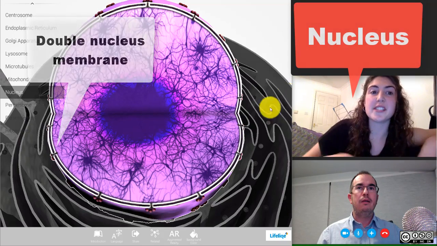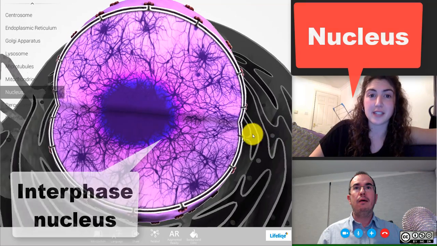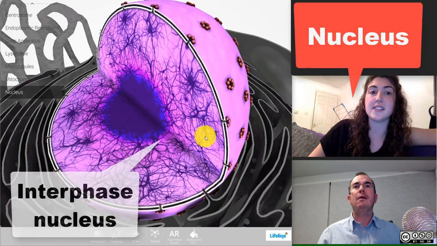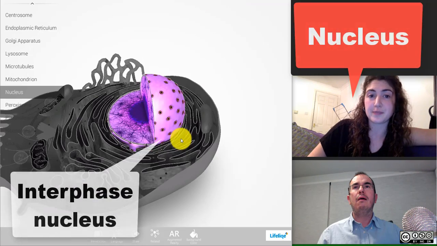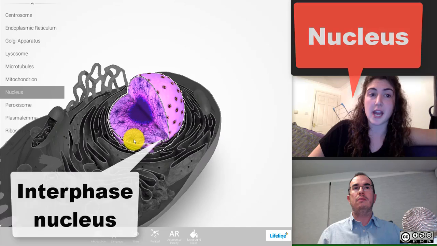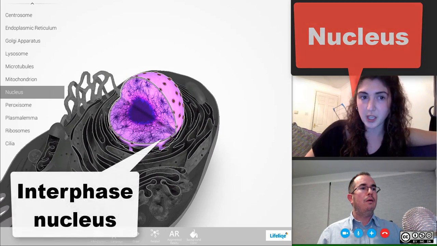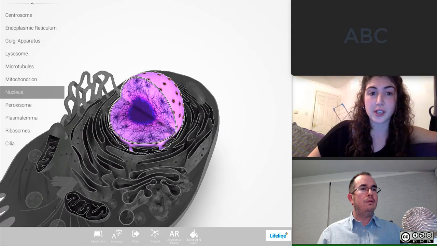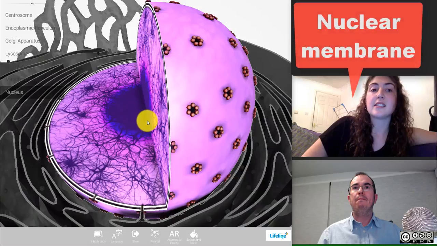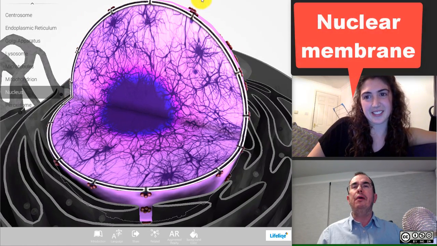Okay, so when a cell is not in a state of division, also known as interphase, its nucleus is more or less spherical and located in the center or near the periphery. Inside are the DNA molecules, and during interphase, we can distinguish the following structures. So, the first structure is the nuclear membrane. Can you see it? Yes, I am showing it here in the 3D model.